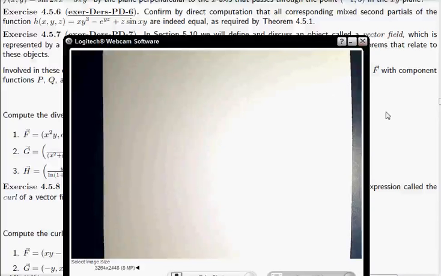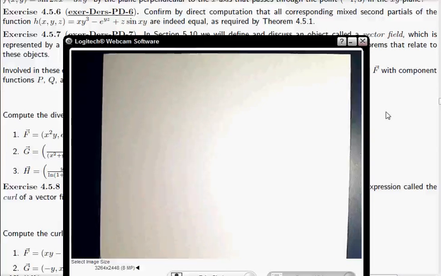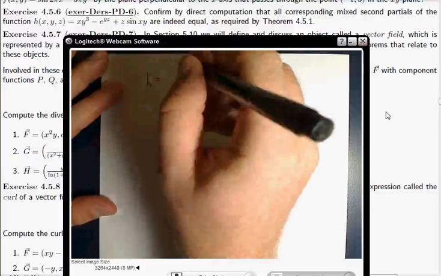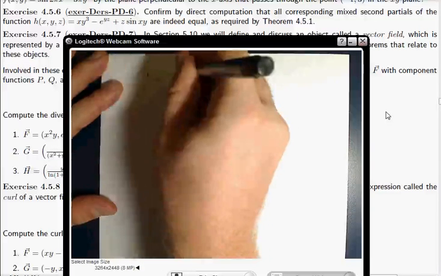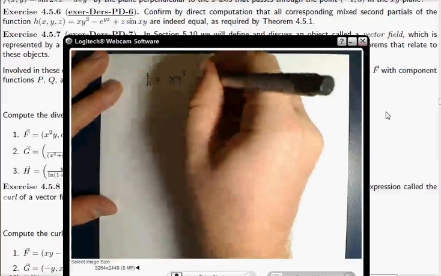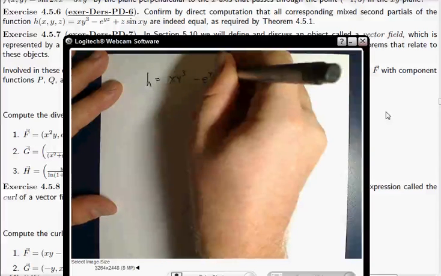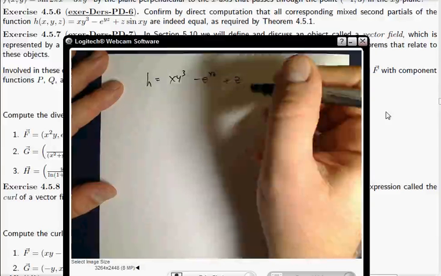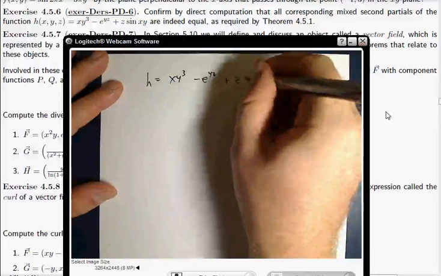Right. So, by direct computation, I'm going to do the mixed partials with respect to y and z, and I'll let you do the others. So here's our h function. Let's write this down. It's xy cubed minus e to the yz plus z sine xy.